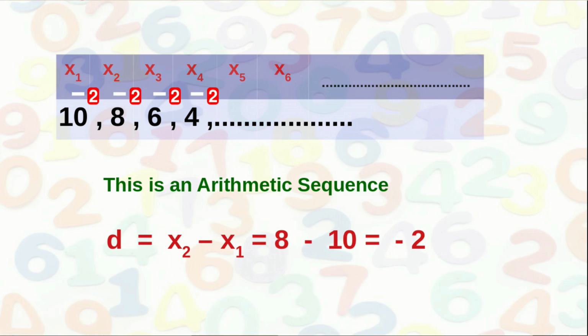So you can calculate the common difference by subtracting first term from the second term. So on calculating, we get d equal to x2 minus x1 equal to 8 minus 10, that is negative 2. The common difference of this sequence is negative 2. So if you go to the terms, you can see that the numbers are in the decreasing order, and in such arithmetic sequence the common difference will be the negative of the number subtracted.